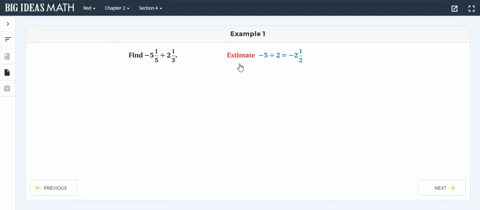So the very first thing we're going to try to do is estimate. And that will give us a good idea. So negative 5 divided in half would be negative 2.5 approximately. So we do know, because we have a negative and a positive, it will be negative. So let's go and try this.